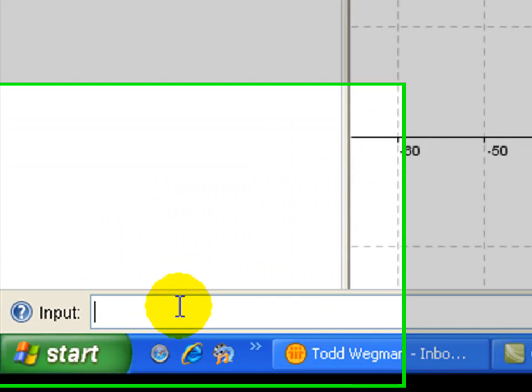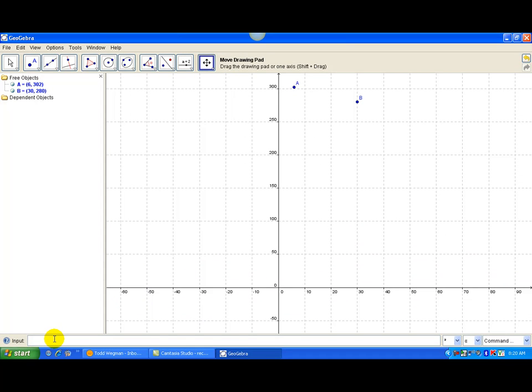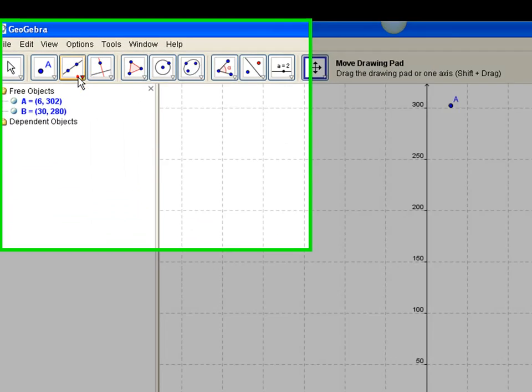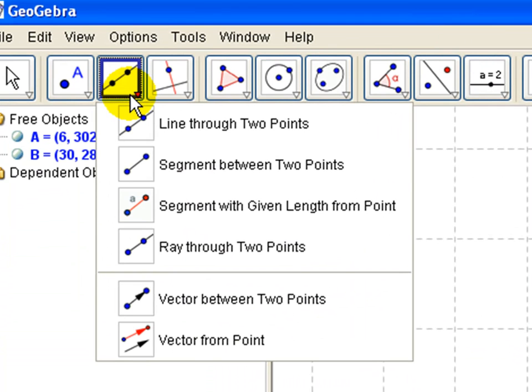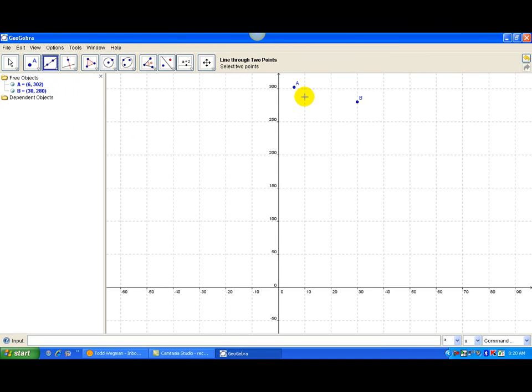I'm going to go down to the input bar again, and I'm going to type in B, colon, and type in my second point, which is 30, comma, 280. Okay, and point B appears. Next, we're going to go up to our line tools, and if I pull this down, I have a whole bunch of different ways I can do a segment, but really what we want here is a line through 2 points. I'm going to select that, and with GeoGebra, it's really easy to do this. You just have to click A, and then click point B. And now I have a line that goes through those 2 points, and over here you actually see the equation.